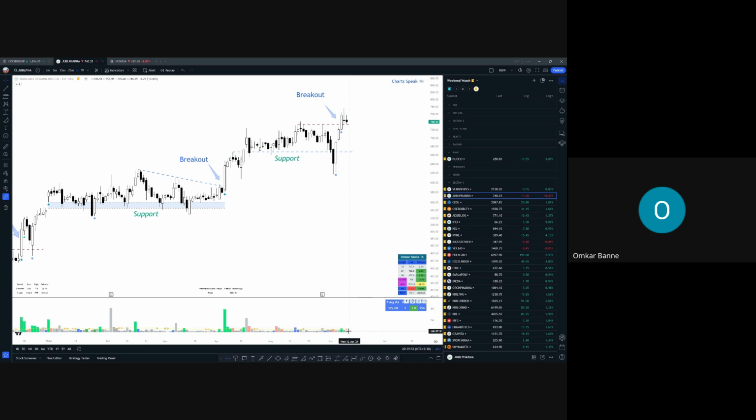So if you see here, there is an orange dot. What does this orange dot mean? This orange dot means today's volume is the lowest volume in the last 2 days. That's what it means.